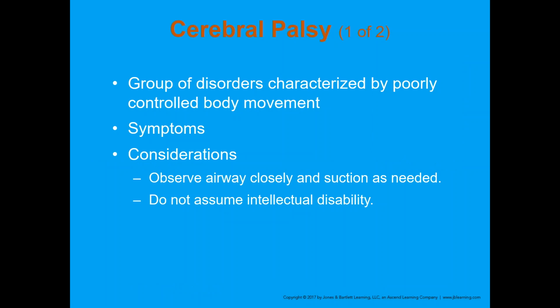Cerebral palsy. So it's disorders characterized by poorly controlled body movement. The movement of the body, not necessarily seizures, but they're not able to coordinate themselves very well. Sometimes they can't run right. Sometimes they can't get up off the couch very well or stand up straight. Again, you may just have to ask the family members about this. Sometimes they'll have developmental delays.